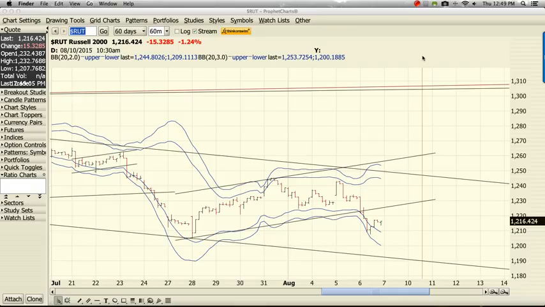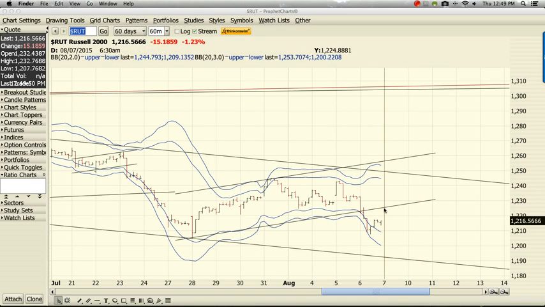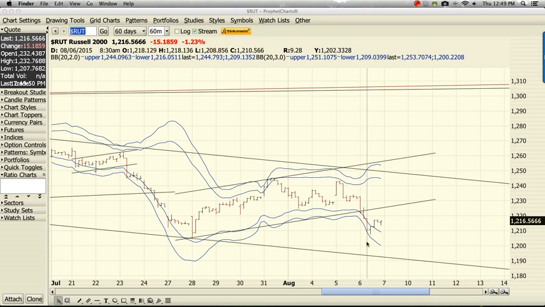Profit Builder program really only trades three indexes. We trade Russell 2000, we trade the NASDAQ 100, and we trade the S&P 500. So take a look at Russell 2000 today. We broke below rising support today. We formed a Bollinger Band snap today.